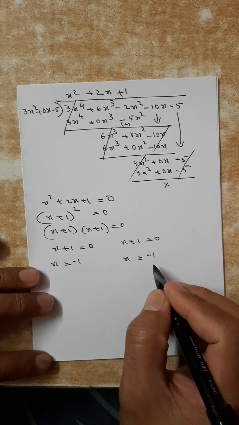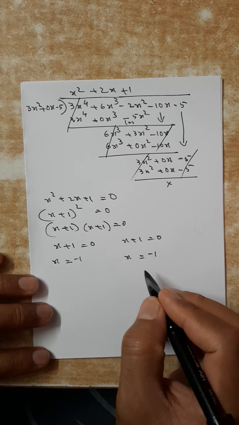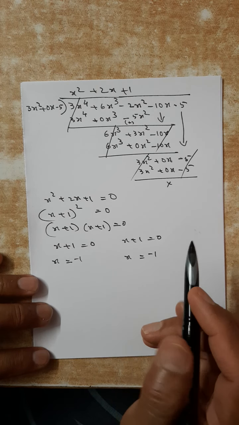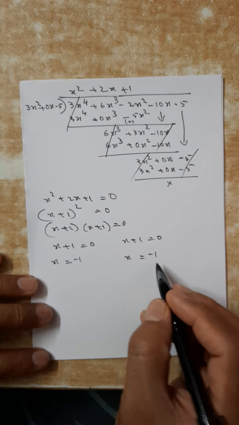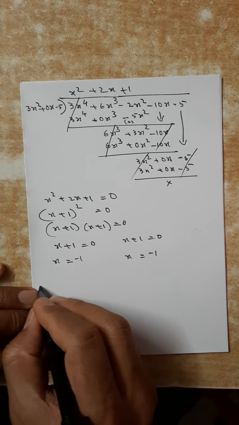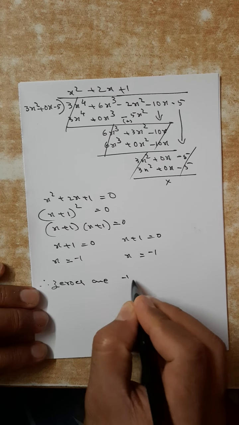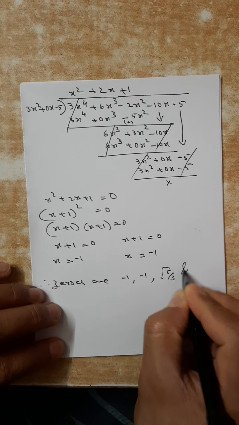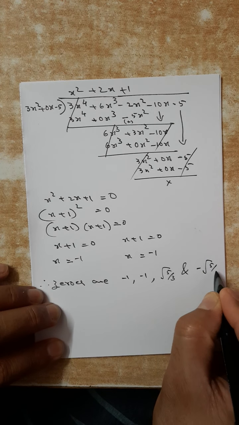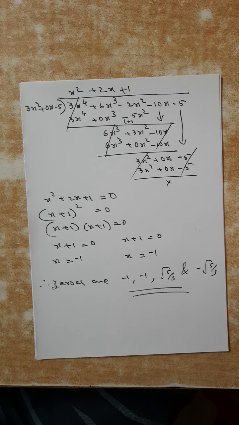Should I write it 2 times? This I told earlier also, we have to write because we need 2 more zeros. 2 zeros are already there, and since it is a polynomial with degree 4, 4 zeros are needed. So we have to write it twice. So we can say therefore zeros are minus 1, this minus 1, root of 5 by 3 and minus root of 5 by 3. These are the 4 zeros. 2 zeros we got now and 2 zeros were given.